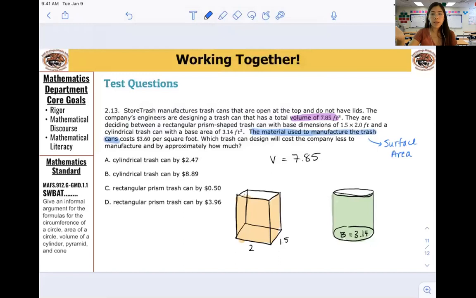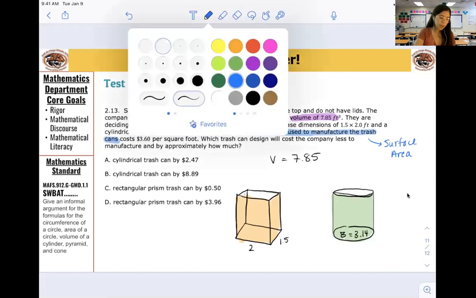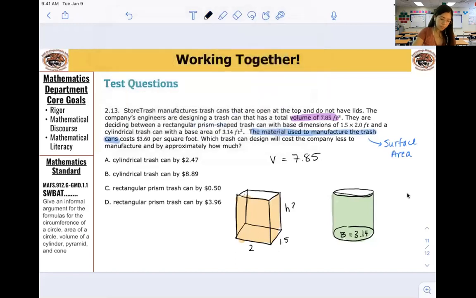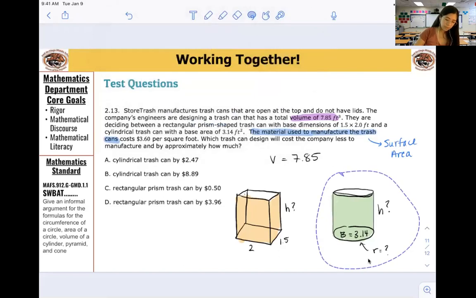And in order to figure that out, we need to know the surface area of each of these, but we're still missing some information. We don't know the height of either of them. We don't know the radius. We're going to need that. So we've got to figure some stuff out, but luckily we do know the volume. And since we know the volume, we can solve for the height. So let's start with the rectangular one. I'm going to make this a little smaller. We'll work with that later. I'll move it over here.